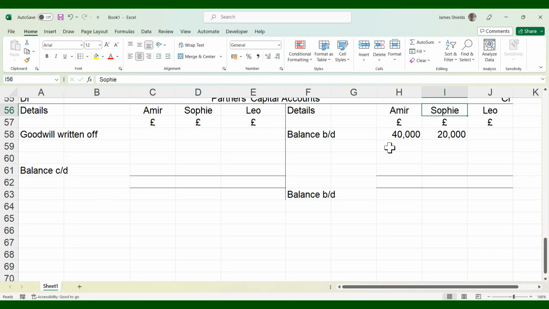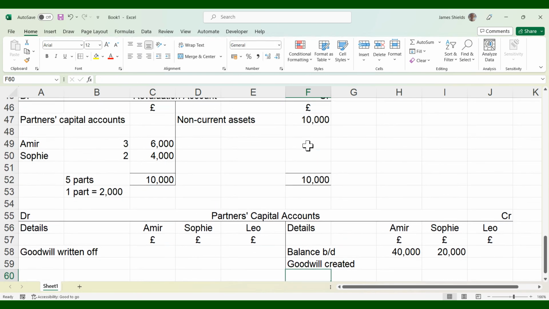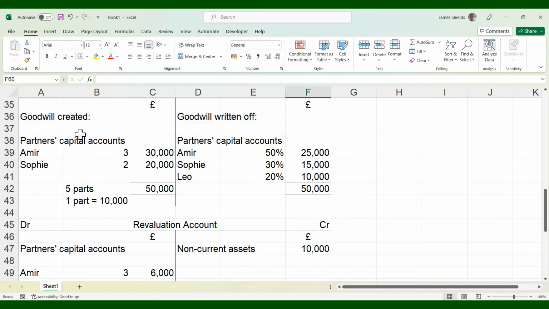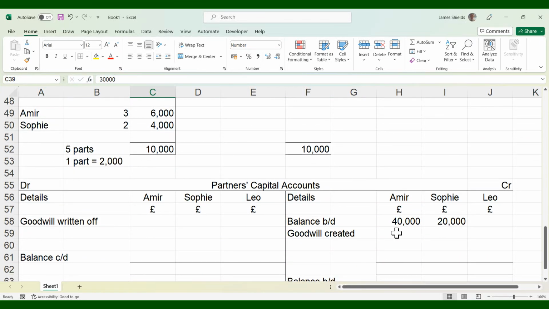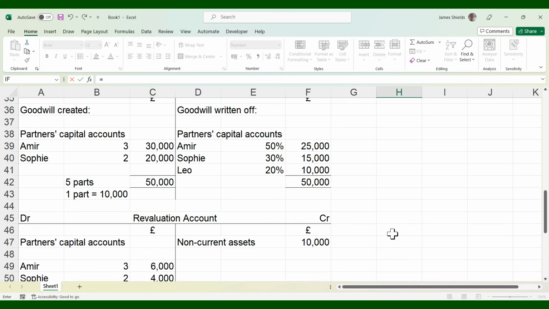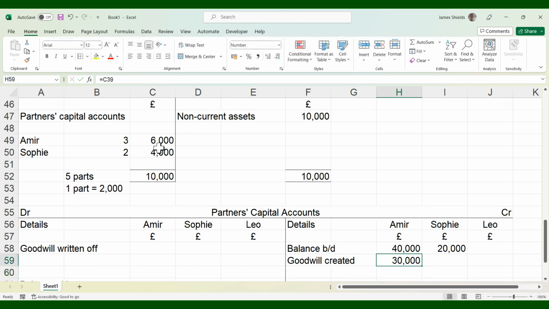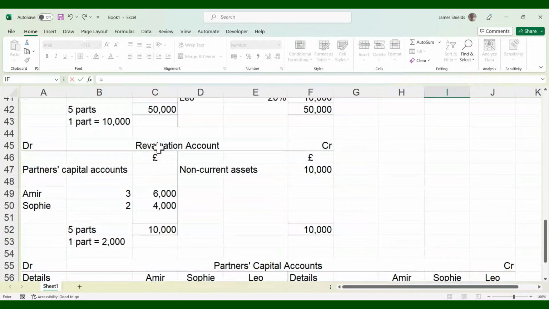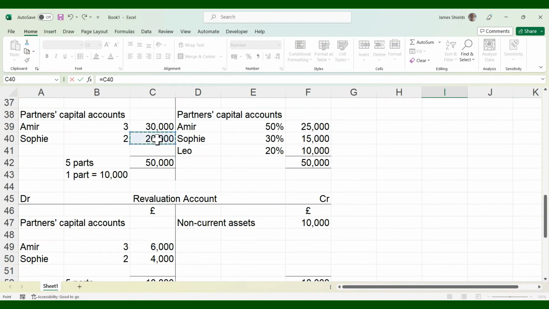Now I'm going to deal with the goodwill. So we have goodwill created on the credit side of partners' capital accounts, because in the goodwill account, it's on the debit side. So for Amir, we're going to allocate the £30,000 goodwill created. And for Sophie, we're going to add the £20,000 for goodwill created.